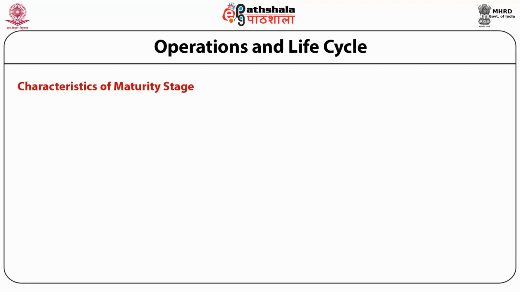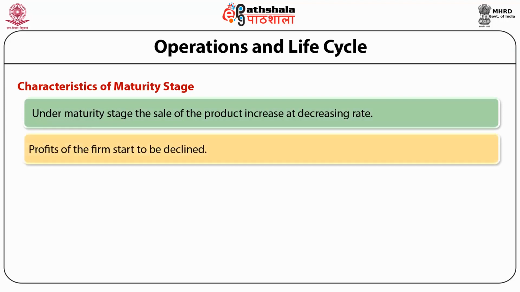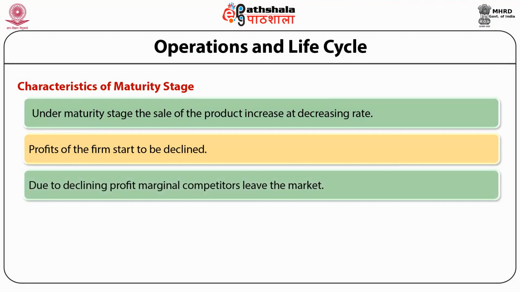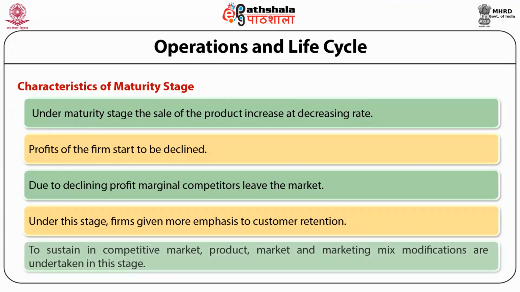Characteristics of the maturity stage. Under the maturity stage, the sales of the product increase at a decreasing rate. Second, profits of the firm start to decline. Third, due to declining profit margins, competitors leave the market. Fourth, under this stage, firms give more emphasis to customer retention. Fifth, to sustain in the competitive market, product, market and marketing mix modifications are undertaken in this stage.